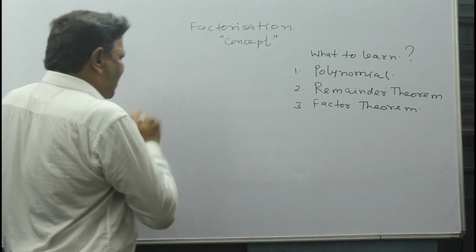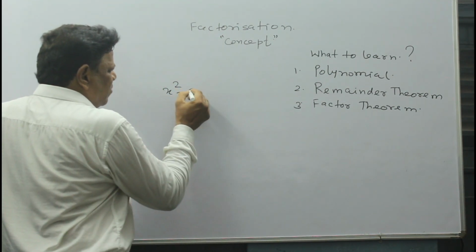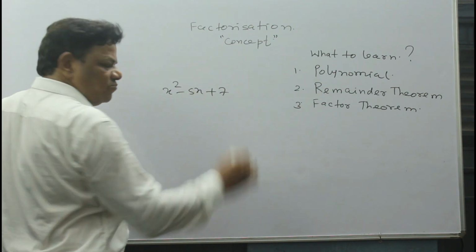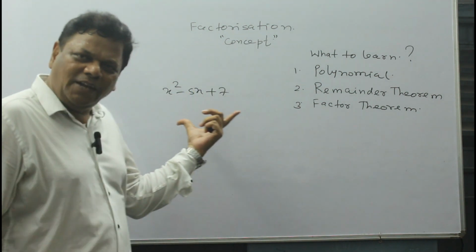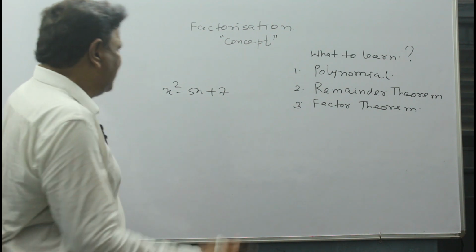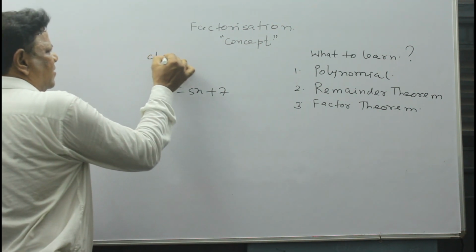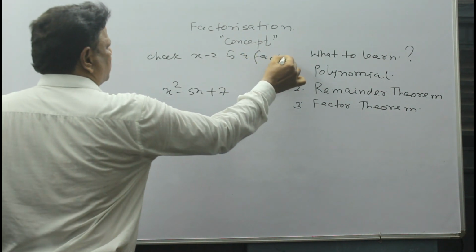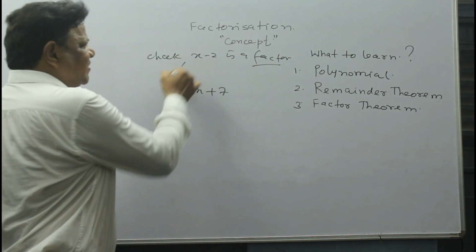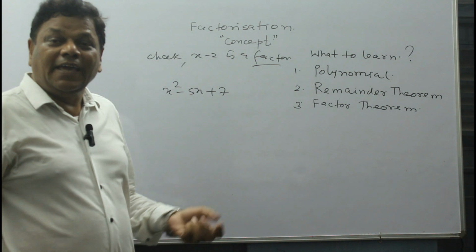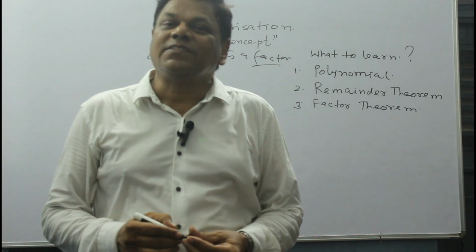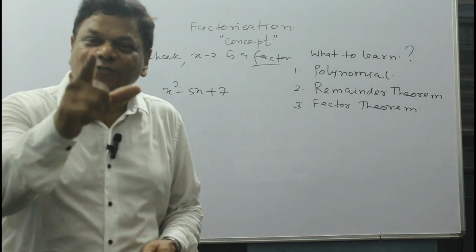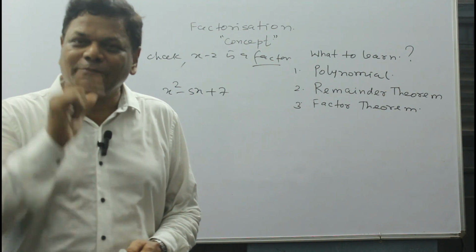But what is required here? One sum I am writing here: x square minus 5x plus 7. This is the polynomial. I say check whether x minus 2 is a factor. If it is a factor, what is the remainder? The remainder should be 0. Then it is a factor.